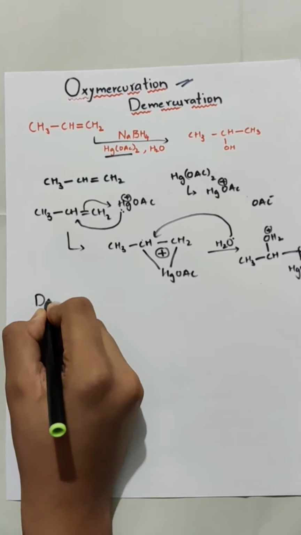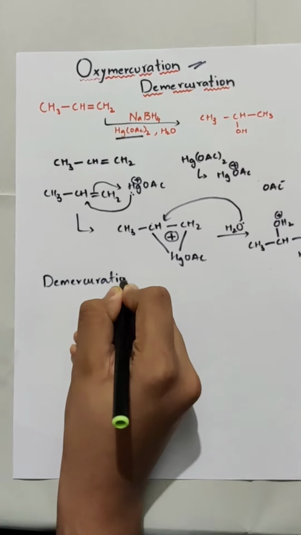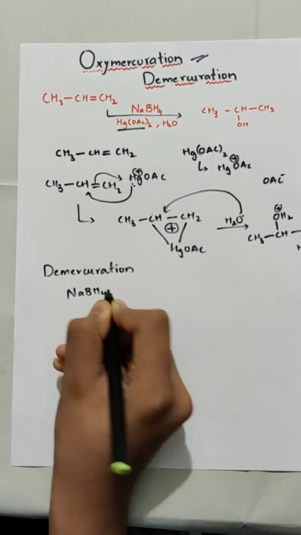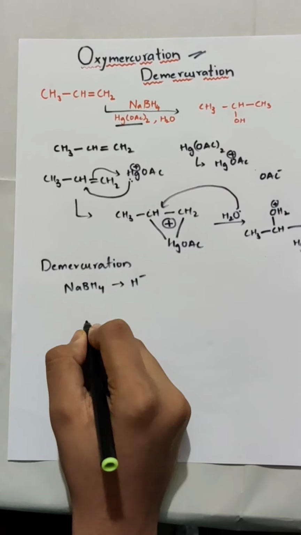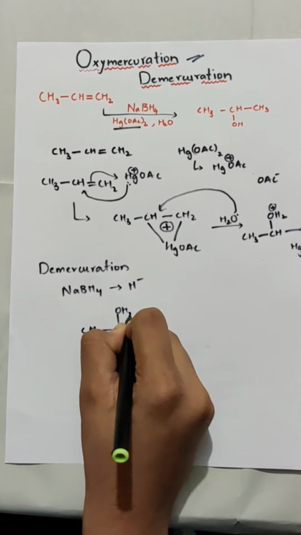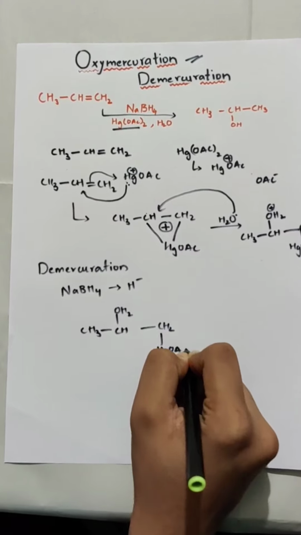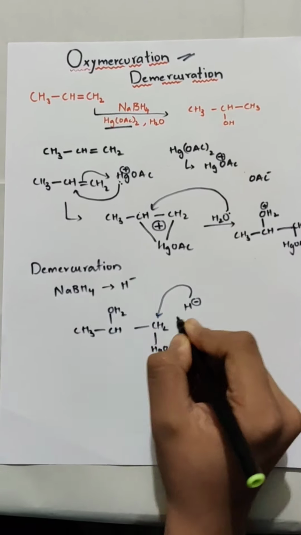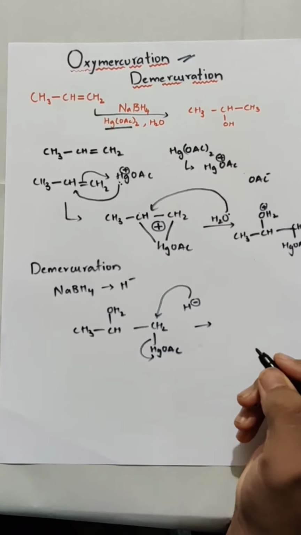Now in this step our next reagent, NaBH4, comes into action. This furnishes H- ions. Now we have this compound CH3, CH, OH2+, CH2, HgOAc, and H-. H- comes and attacks and this leaves. This is nothing but just a common substitution reaction.